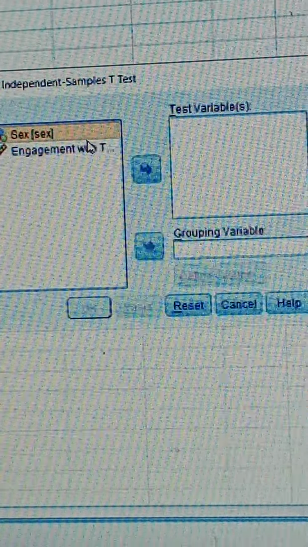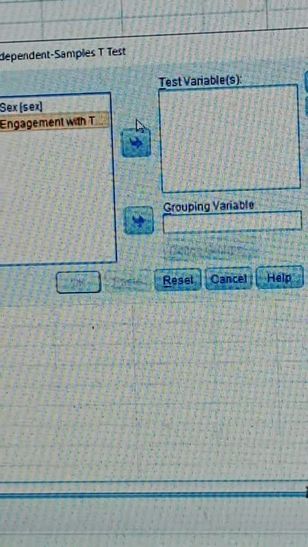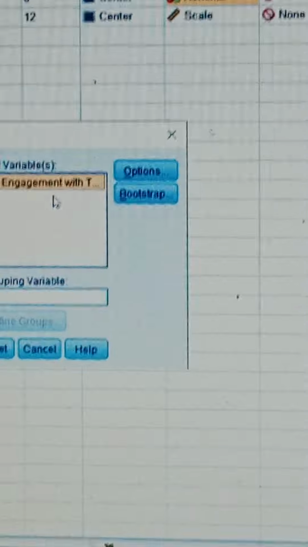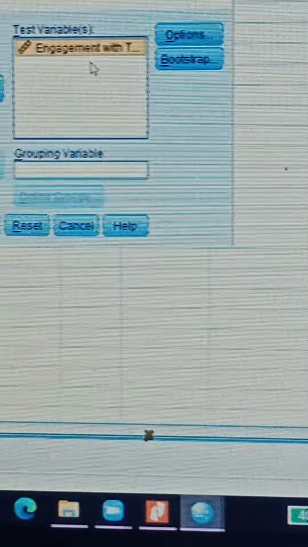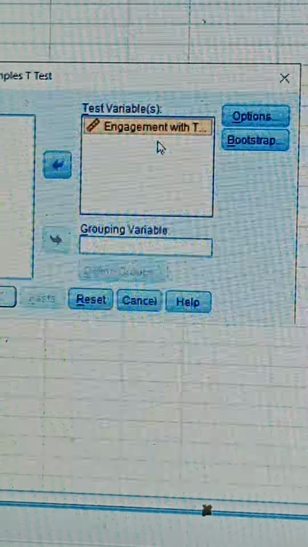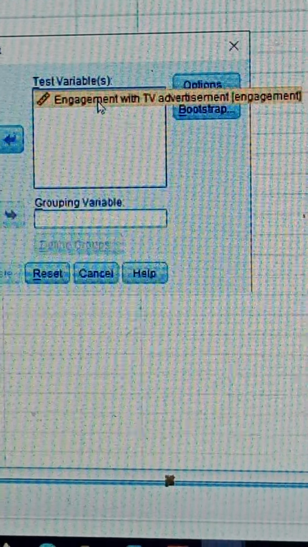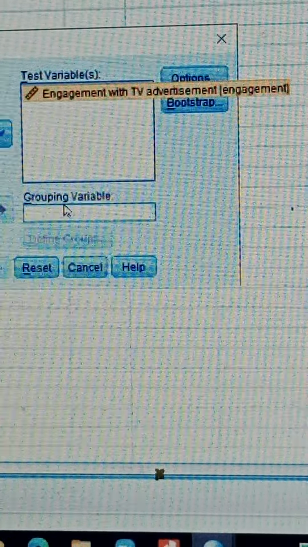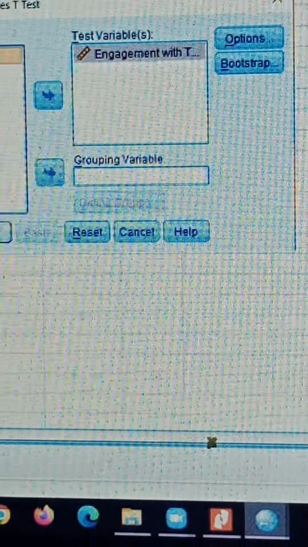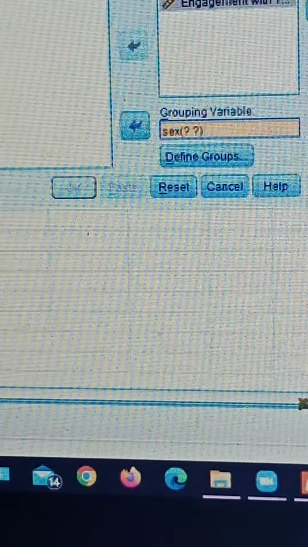Now, our test variable is engagement, because we want to know if there is a significant difference in the engagement, right? Usually the dependent variable is the test variable, because we want to find out if the independent variable affects the dependent variable. So the test variable is engagement, the TV advertisement. Now the grouping variable, obviously, is the one grouped into groups, female and male, so we put that here.